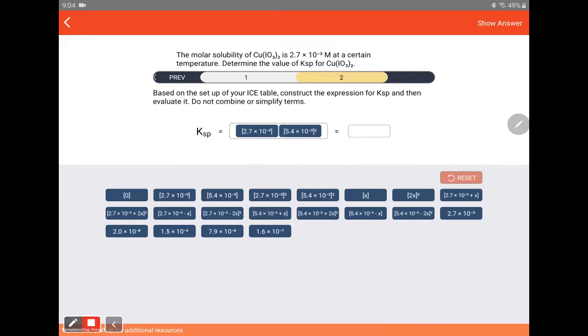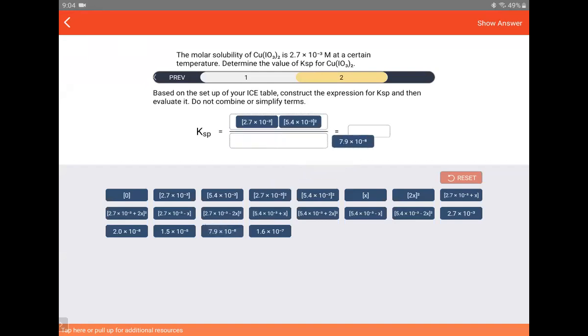We're going to do 5.4 EE minus 3. We're going to square that. Then we will multiply that by 2.7 EE minus 3. And we get 7.87 times 10 to the -8. 7.9.